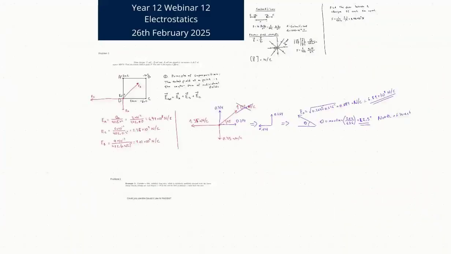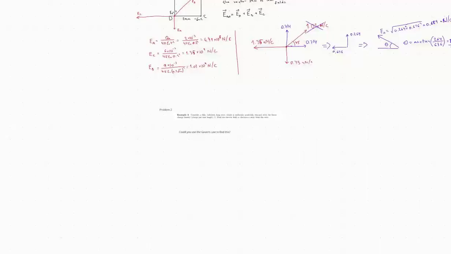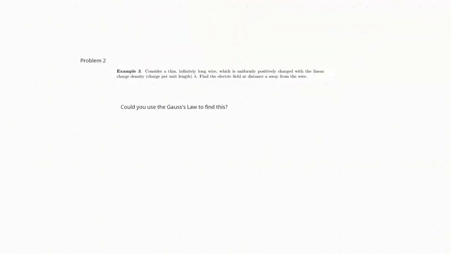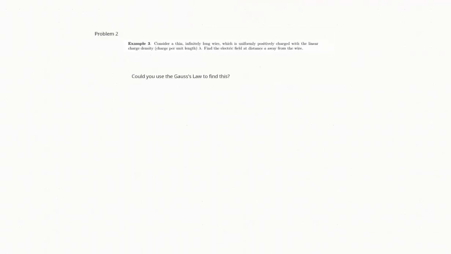so yeah, now talking about problem 2. Consider a thin, infinitely long wire which is uniformly positively charged with linear charge density lambda. Find the electric field at a distance a away from the wire. So this is from the assignment. It's actually solved, there's a link to the solution in the assignment. But let me just walk you through how you would approach this.